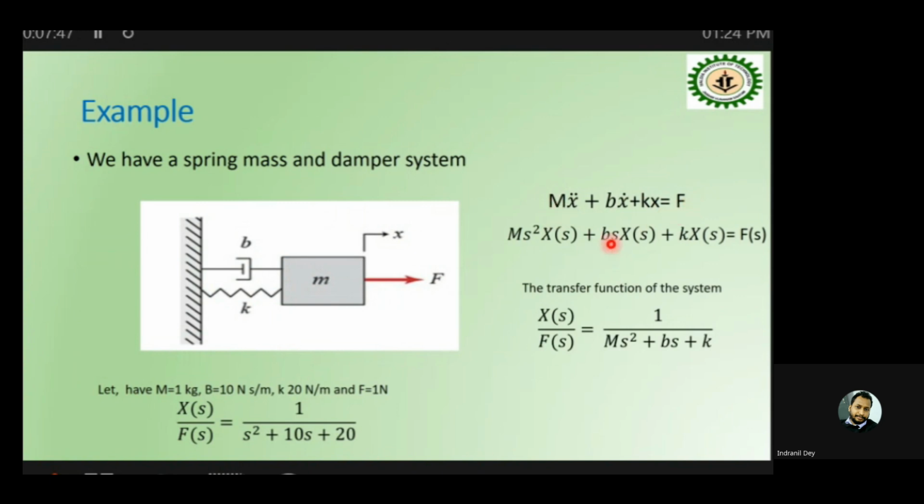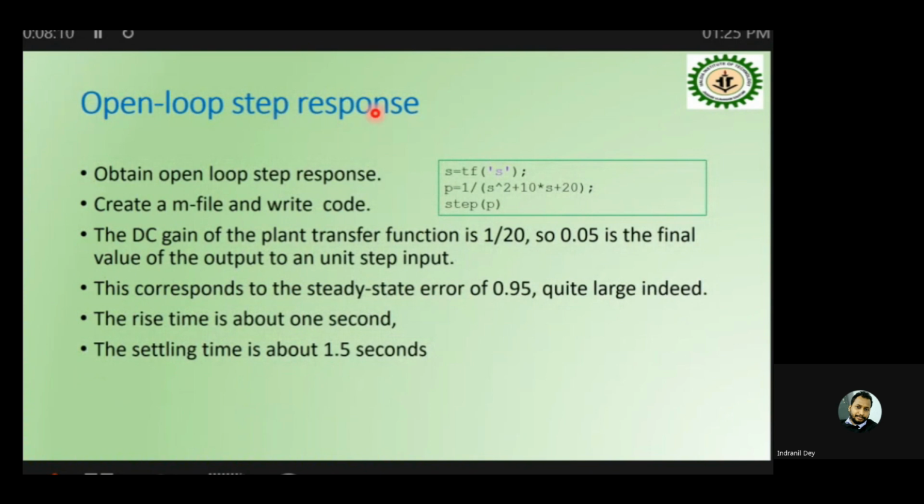By doing the Laplace transform on that, we got the final transfer function of the spring mass damper system as 1 by (m s square plus b s plus k). According to the question given in the example, we put m equal to 1, b equal to 10 and k equal to 20, and force equal to 1 Newton. That will give you the final transfer function of the system. Now we'll check the open loop response. We have several tools to check this response. I have used MATLAB here. In the MATLAB command window or in an M file, you write a script like this. If you write this, you will get a response.